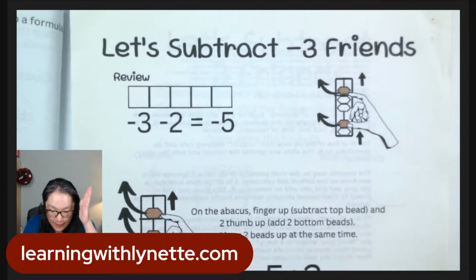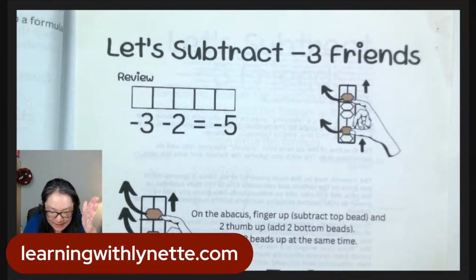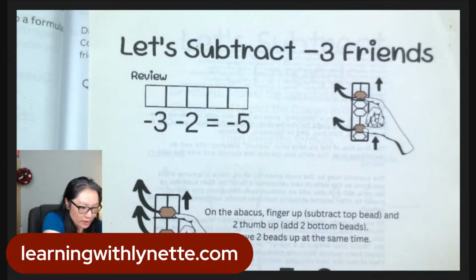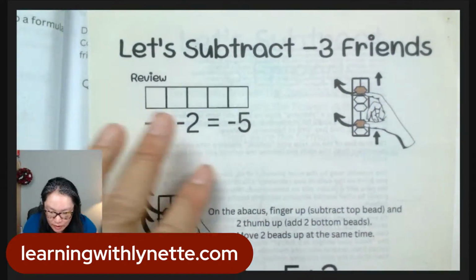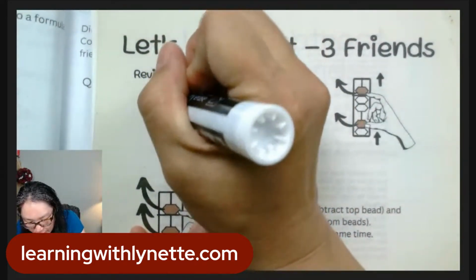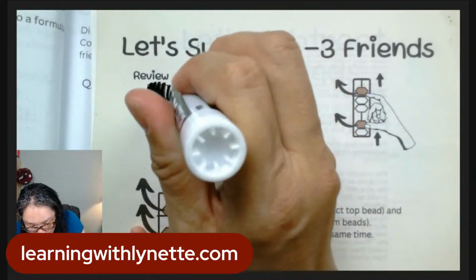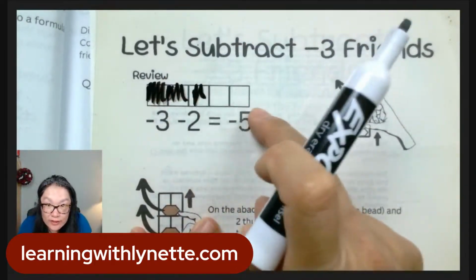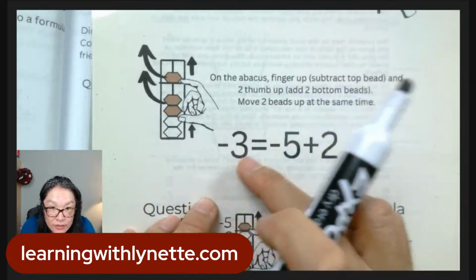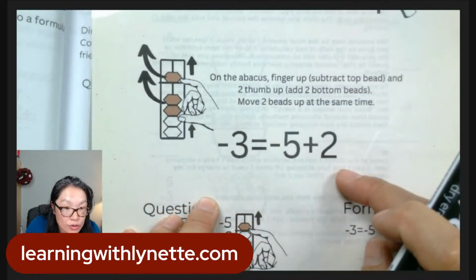We're going to continue on. -3. Again, what I did here is I was trying to show the 5 frame and to also understand what we're trying to do. So when we color it in, 1, 2, 3, we notice we have 2 left. And again, this is where we do the modification. So here -3 is equal to -5 plus the 2.